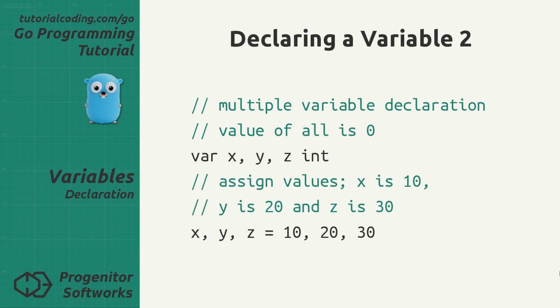To save space, you can declare multiple variables of the same type at once. To do so, use the var keyword, then a comma-separated list of identifiers for the variables, and finally their type.